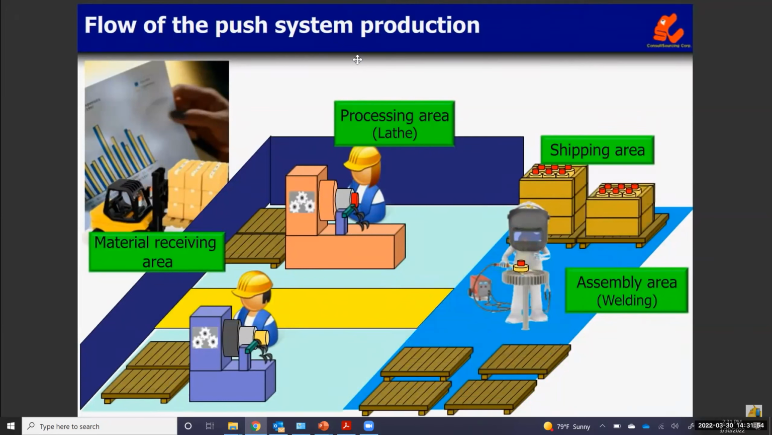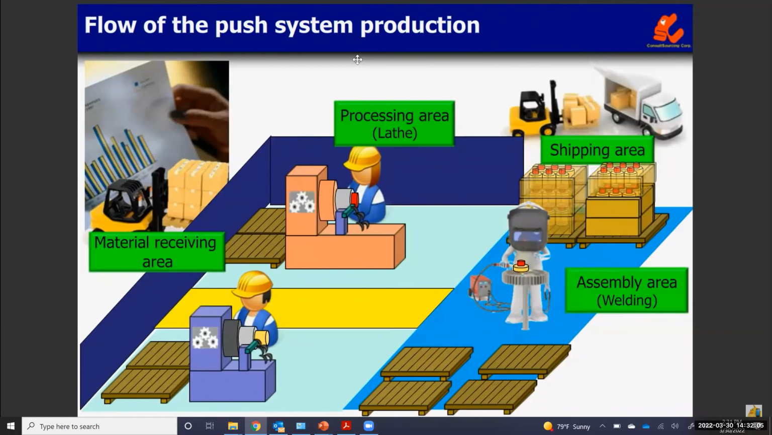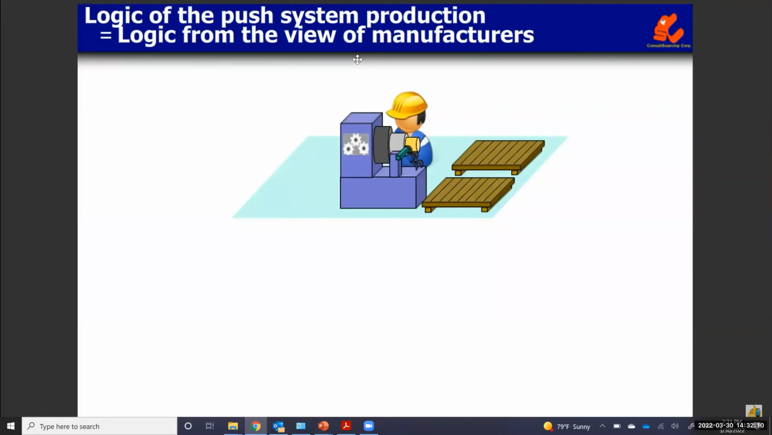A standard stock is maintained to prevent any stockout. Just like the processing line, the main target is to achieve efficient production by minimizing the assembly setup frequency. Products are shipped from the stock following the orders received. Now, let's sort out the logic of the push system production, which will later be compared with the Kanban production.